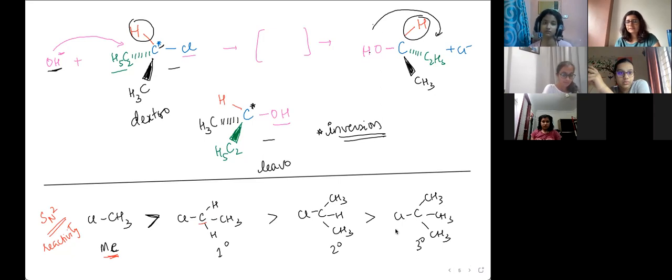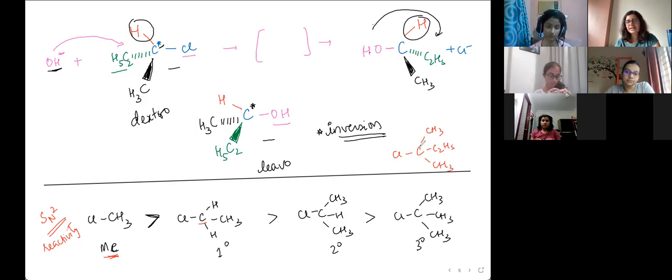Both in a way. If I have tertiary, let's extend it. Suppose I've got CH3 and then here C2H5, and then CH3. This is even more crowded, right? Because it has CH2 also and there's another CH3 also over here. So it's basically the number of atoms surrounding the carbon atom, how much of a crowd there is around the carbon atom. So more atoms means more steric hindrance.